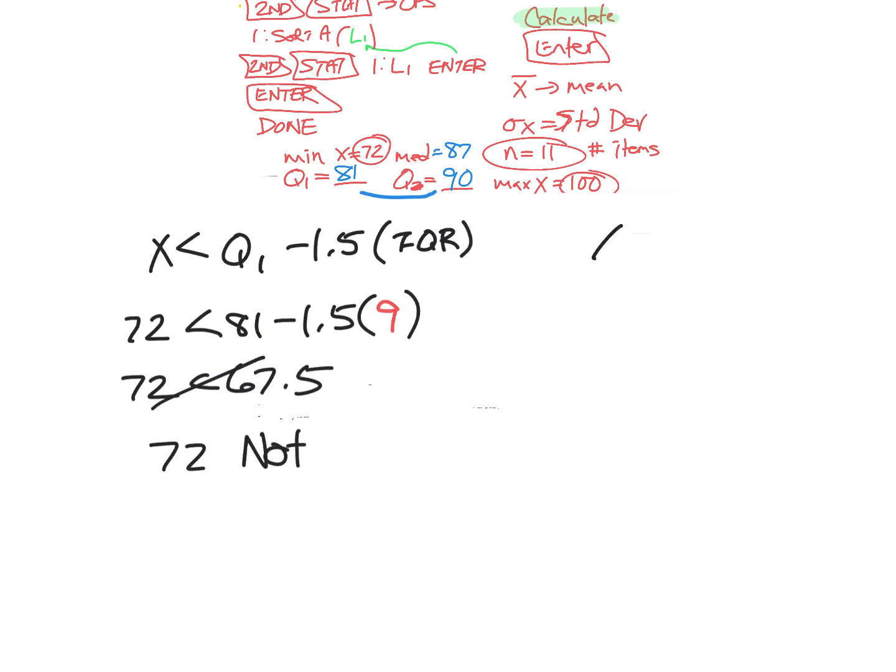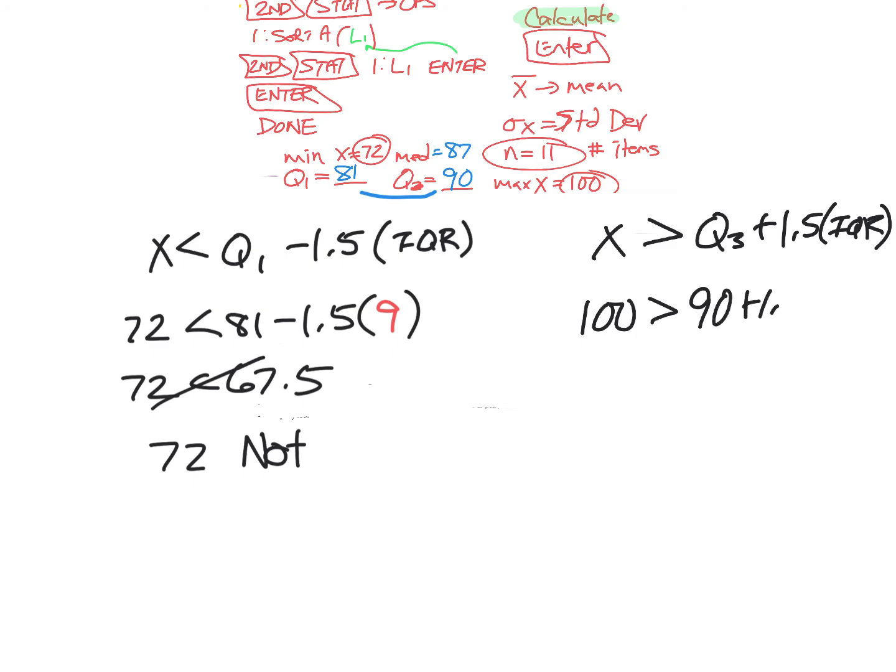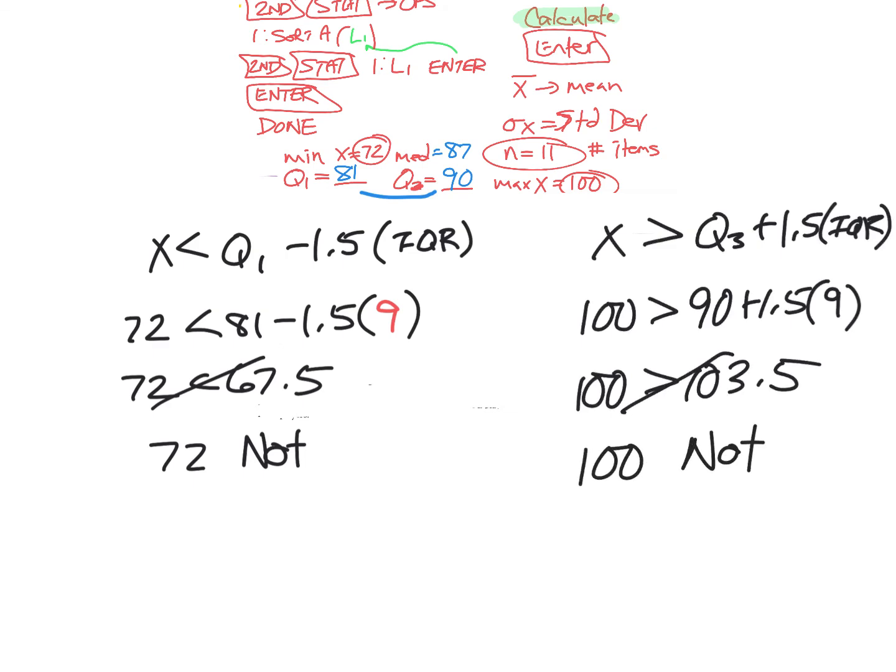But then I have to do the other side. So I do x is greater than Q3 plus 1.5 times the IQR. So now what was the biggest one? 100. Q3 here was 90 plus 1.5 times 9. So again, just go on your calculator, 90 plus 1.5 times parenthesis 9, and I get 103.5. Is 100 greater than that? That is not true. So 100, again, is not an outlier because it's not bigger.